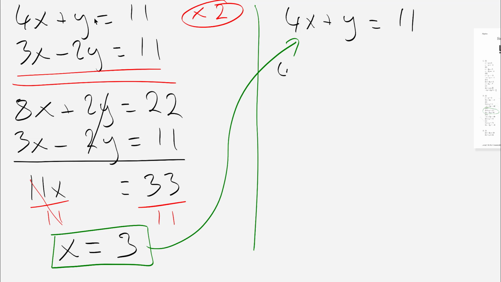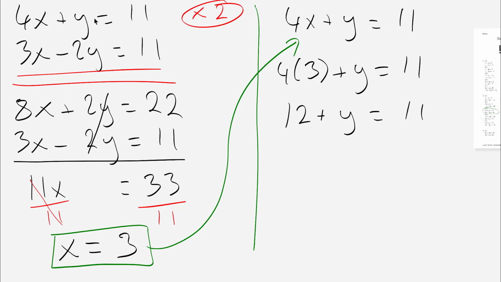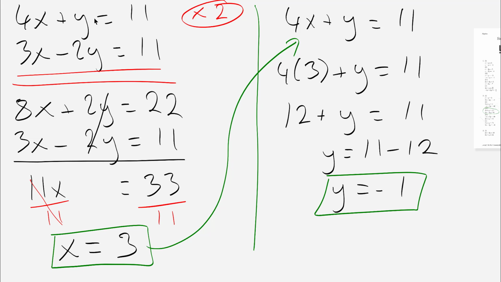getting 4 times 3 plus y equals 11. 12 plus y equals 11. So y equals 11 minus 12. Y would equal minus 1. So there's my second solution. So I have x equals 3 and y equals minus 1.